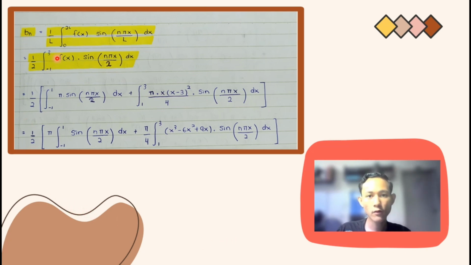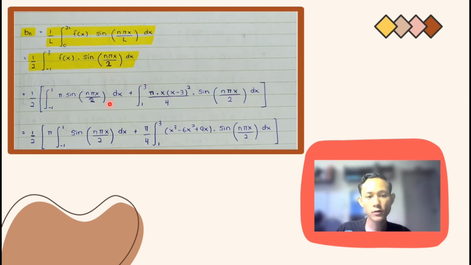For bn, we will use the formula 1 over L integration from minus L to L of f(x) sin(n pi x over L) dx. Since our L is 2, the equation is 1 over 2 integration from negative 1 to 3 of f(x) sin(n pi x over 2) dx.